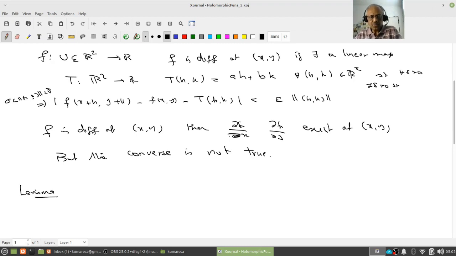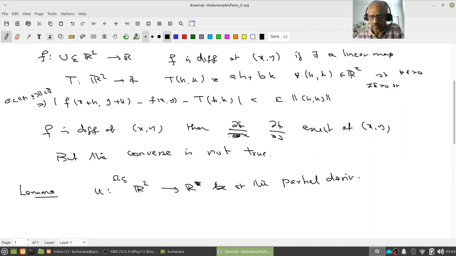This lemma actually will prove what you want anyway. So let u be a function from Omega, an open set in R2, to R. Besides that, the partial derivatives ux, that is del u by del x, and uy, that is del u by del y, exist on Omega.